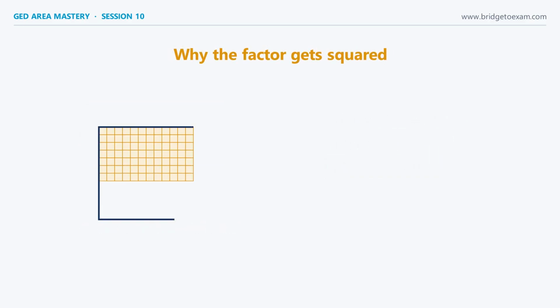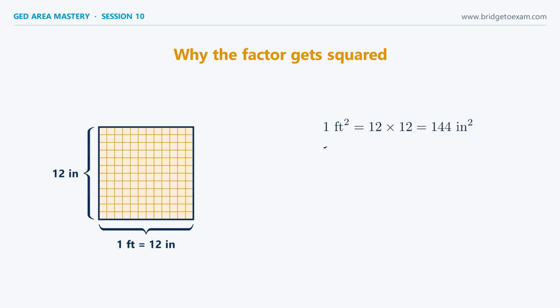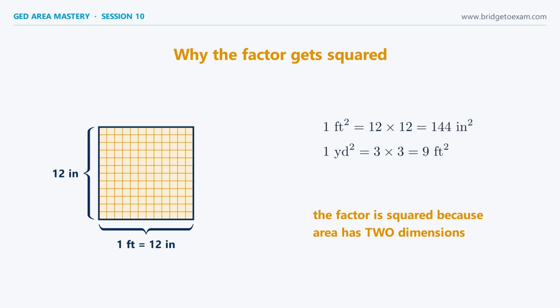So here's the heart of it. Why 144? 1 foot is 12 inches in each direction. So a square foot is a 12-inch by 12-inch square, 144 square inches. The factor gets squared because area has 2 dimensions. Same with yards. 1 yard is 3 feet, so 1 square yard is 9 square feet. Saying 1 square foot equals 12 square inches treats an area like a single length.